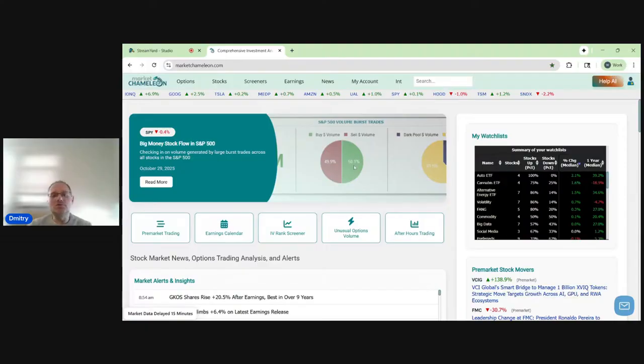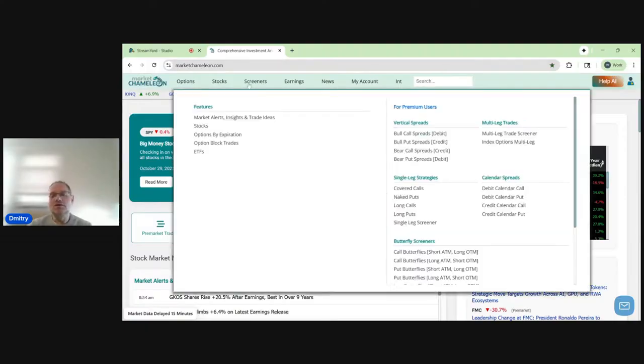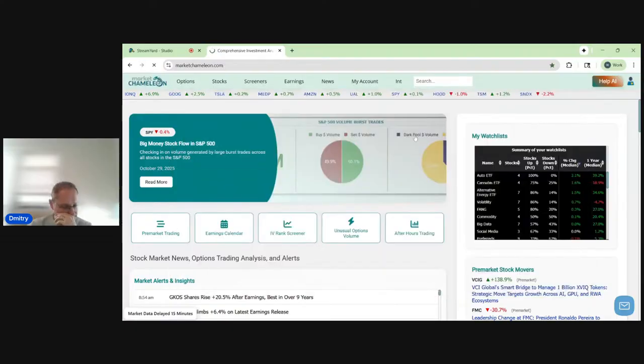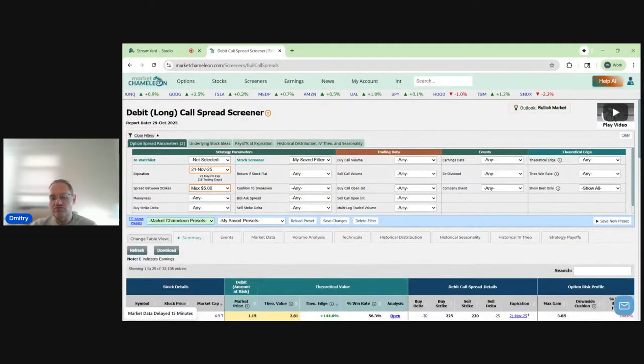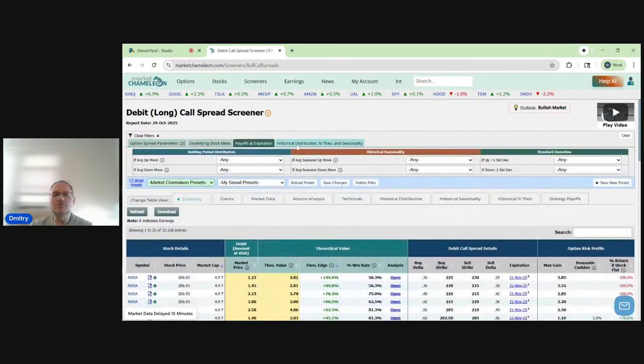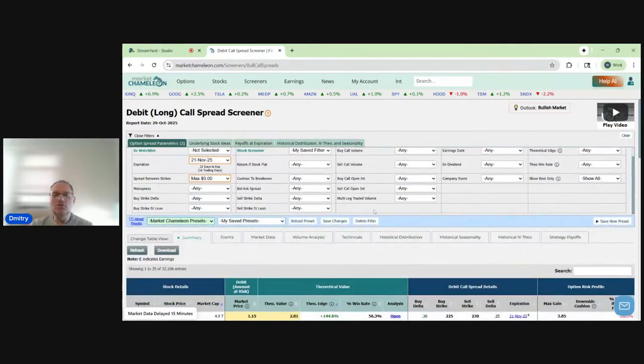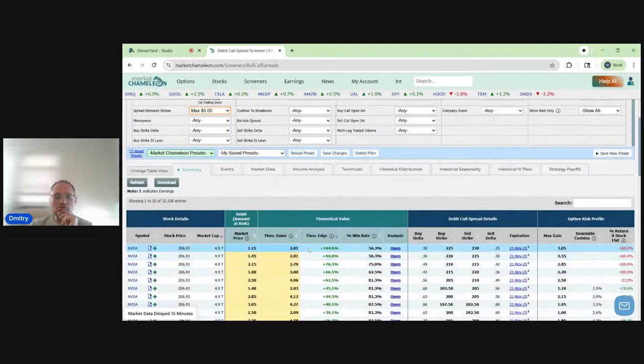Let's go up to our screeners. Then we're going to go to our bull call spreads. And when we land on this, if you're looking at it for the first time, we see we have all these filters above with tabs. And then below, we have a data table with different combinations of call spreads and related analytics.